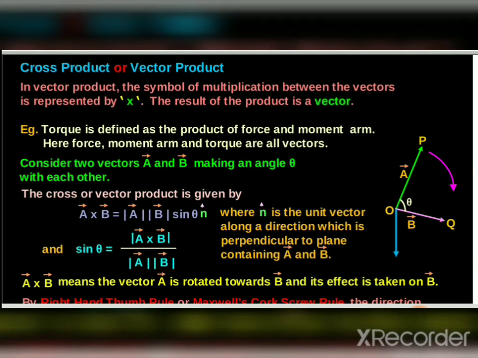What is a cross product or a vector product? Now, a vector product is represented by a multiplication symbol, x, between two vectors, and the resultant product is a vector.